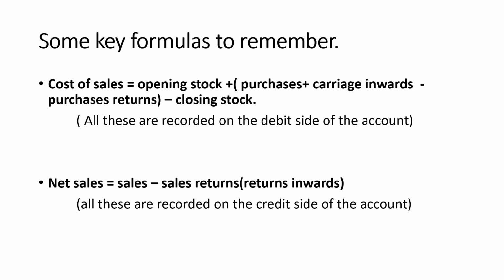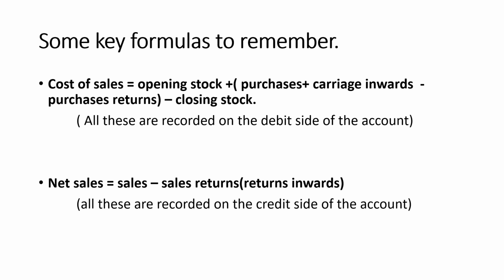Now, we have some key formulas to remember when drawing the trading account. The first one, we have the cost of sales. The cost of sales is given by the opening stock plus purchases plus carriage inwards, or carriage on purchases, minus purchases returns minus closing stock.